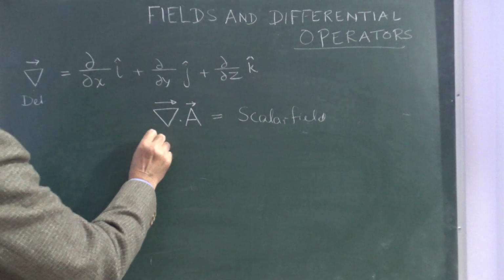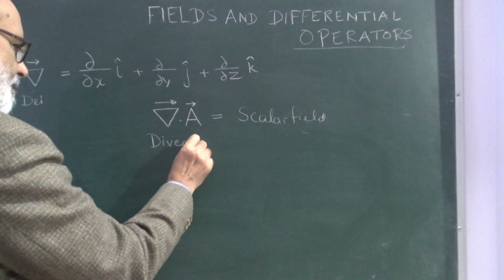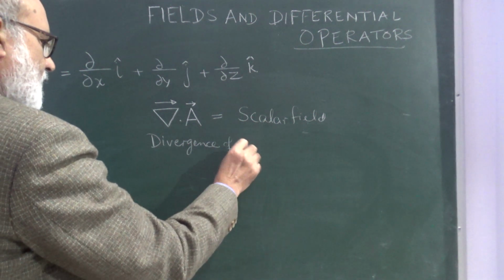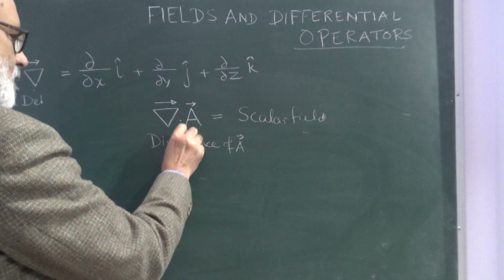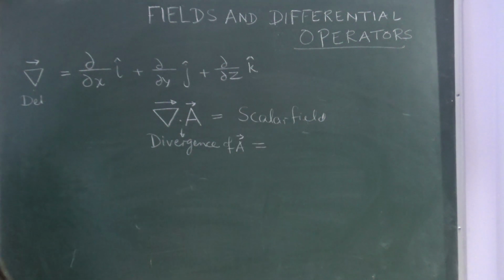And this is called divergence. Divergence of the field A. This means divergence of field A. And this results in a new field which is a scalar field. Okay?